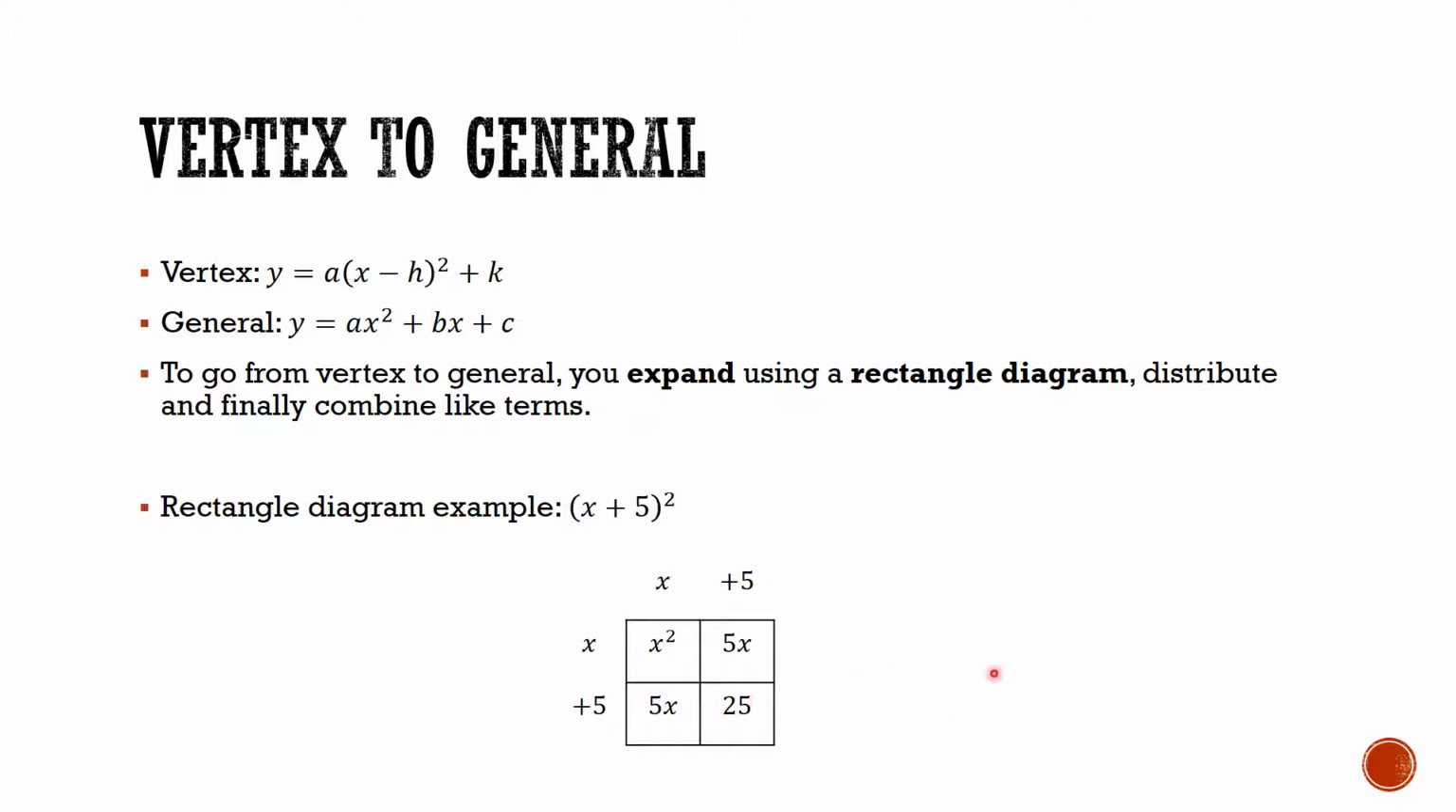Now to come out of the box, you add. So you have x squared plus 5x plus 5x plus 25. Now here you can combine like terms. The two 5x's in the middle combine to be 10x. So the rectangle diagram, this right here, is equal to this after you expand it. So the word expand is going to show up a lot. So we just expand it.